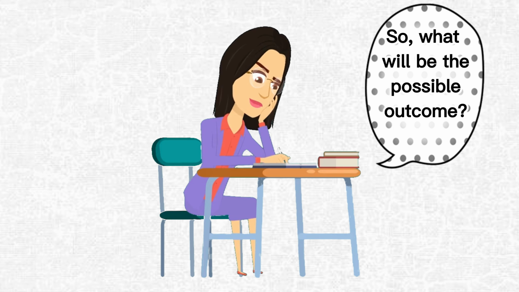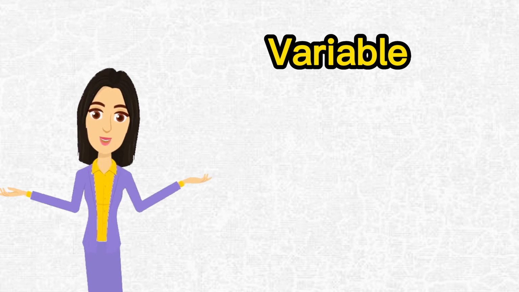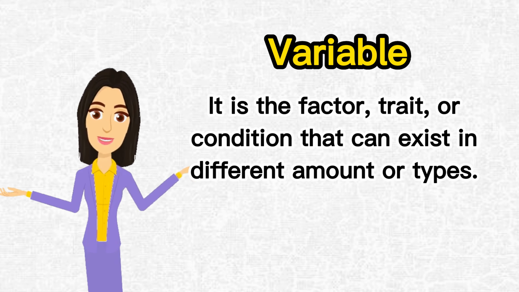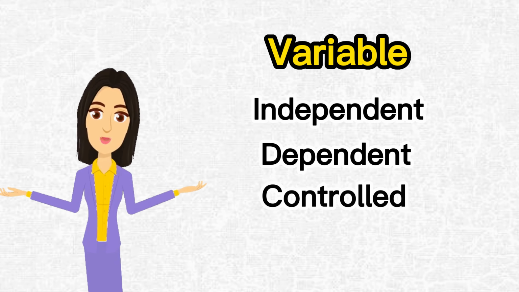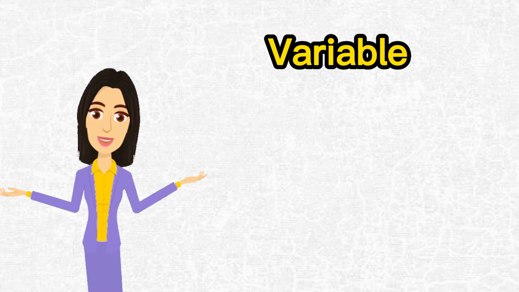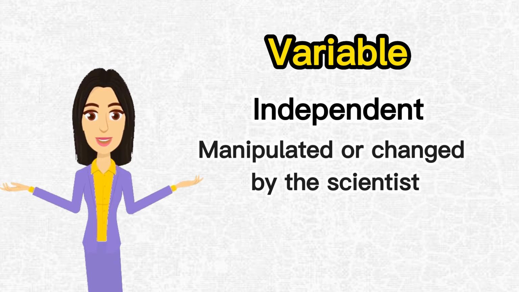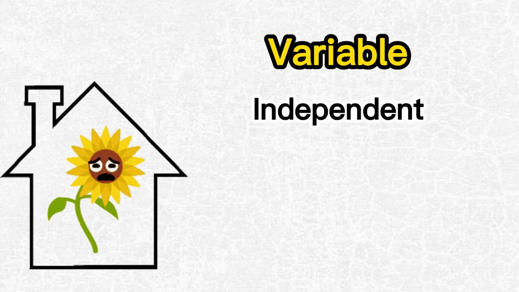So in order for you to make a hypothesis, identify first the variable. When we say variable, it is the factor, trait, or condition that can exist in differing amounts or types. There are 3 types of variable: the independent, dependent, and controlled variables. Independent variable is the one that is manipulated or changed by the scientist. In our example, what we're going to change is the place where the plant would be put, outside the house.